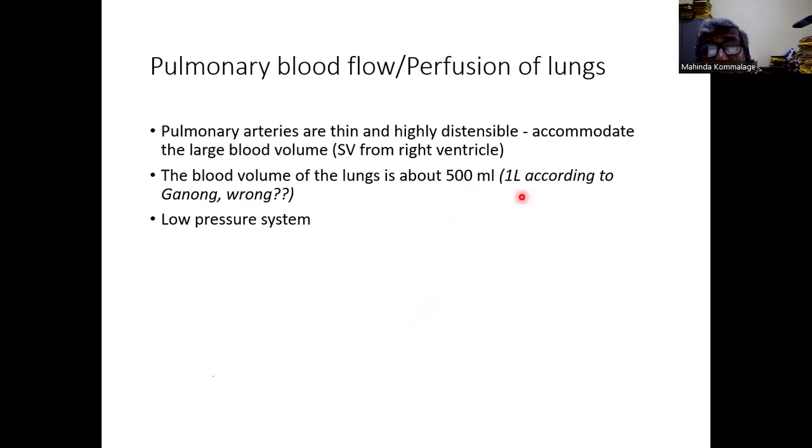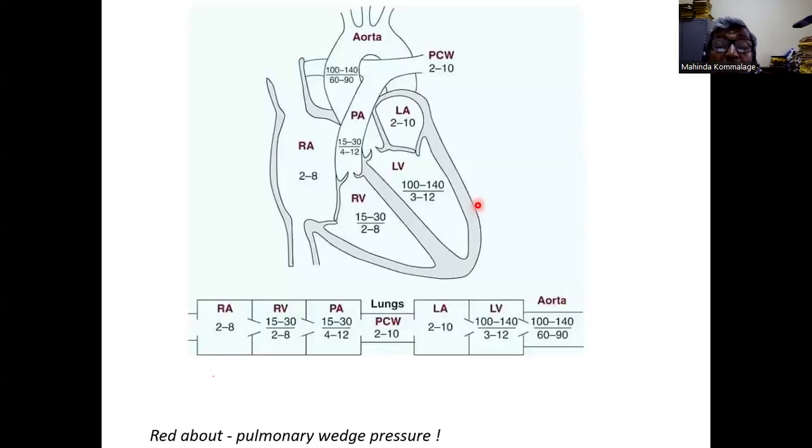Right. So in Guyton, it says 1 liter. I think it's wrong. I searched in many places. It's about 500 milliliters, the blood volume retained in the lungs at any one given moment. And the most important thing is that pulmonary blood flow is in a low pressure system.